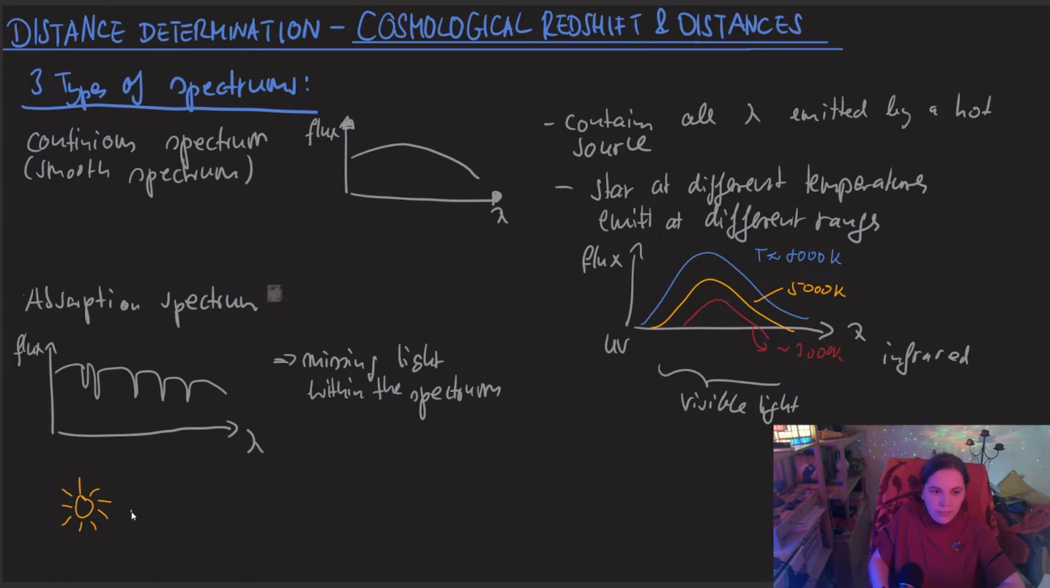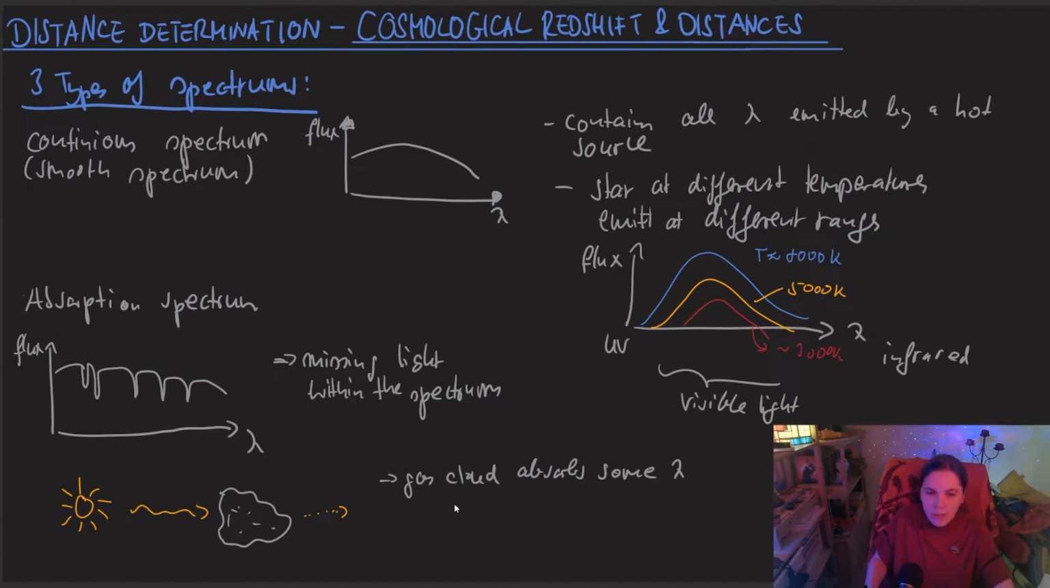And the light is passing through a cloud. Okay, so we have a cloud here. And the light that comes out, some of the light is getting absorbed by the elements that are within this cloud. So the gas cloud absorbs certain wavelengths, depending on the elements within the gas. So a hydrogen atom, or a helium atom, or whatever other element you have, will absorb at different wavelengths. They will not absorb at the same wavelength.